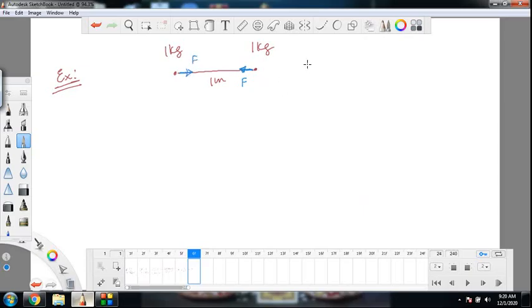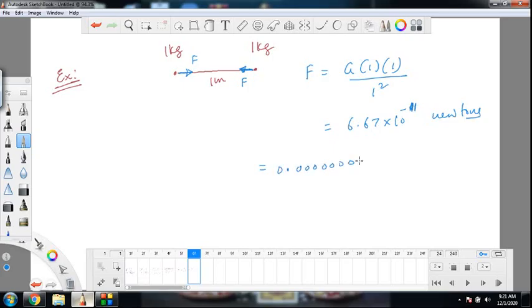So let's get the magnitude of this force. The magnitude of this force is given by G, m1 is 1 kg, m2 is 1 kg, by r square, which is 1. And G value is 6.67 into 10 power minus 11. Since we are measuring force, we measure it in newtons. You see this 6.67 into 10 power minus 11, it's such a small number. If I write it out, it is 0.0000000000667 newtons. Such a small force is almost negligible.